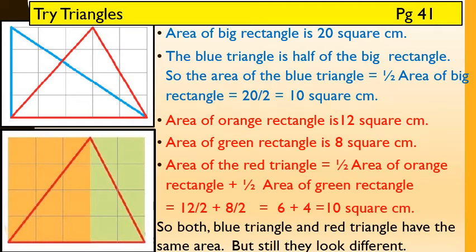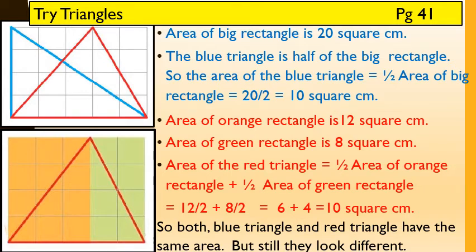Now we will find the area of red triangle. A big rectangle is divided into 2 parts, orange rectangle and green rectangle. In orange rectangle, first line consists of 3 squares, second line also 3 squares, third line consists of 3 squares and fourth line also consists of 3 squares. Orange rectangle occupies total 12 squares. So area of orange rectangle is 12 square centimeter.